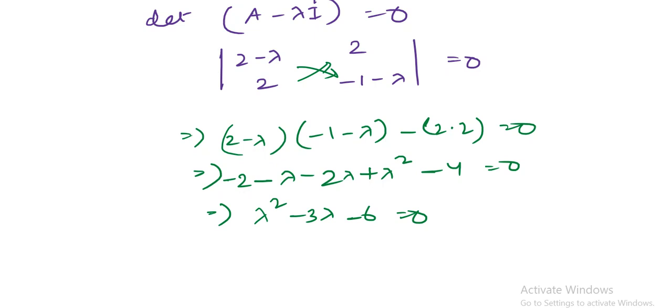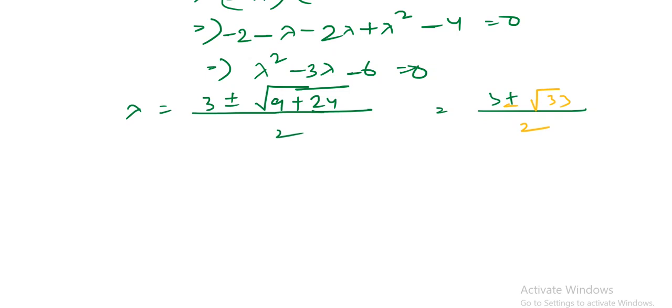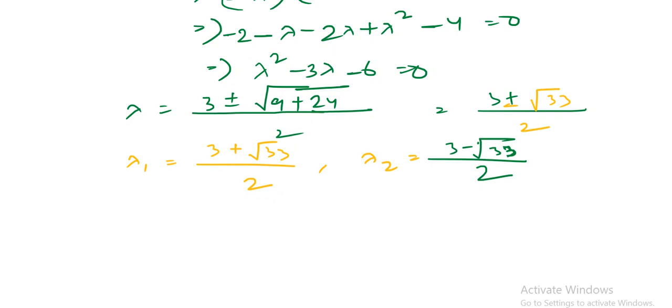Calculating the roots of this quadratic equation, the value of lambda is 3 plus minus root of b square minus 4ac, that is 9 plus 24, root 33, by 2. Therefore the eigenvalues are lambda 1 equals 3 plus root 33 by 2 and lambda 2 is 3 minus root 33 by 2.